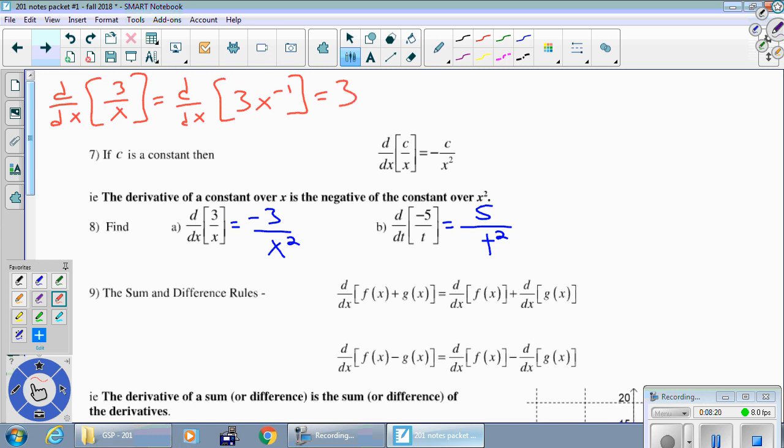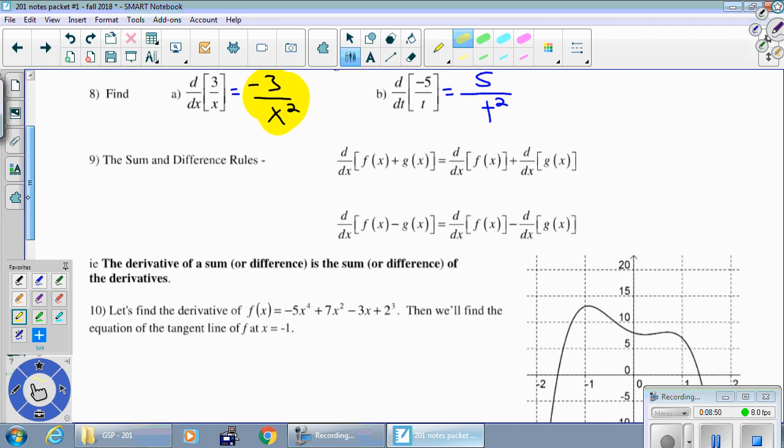The 3 stays. Negative 1 comes down and multiplies by the 3. Copy the x, subtract 1 carefully. Negative 2 there. So that's a negative 3x to the negative 2. And let's go ahead and move that x to the negative 2 downstairs and make it x to the positive 2. And you can see negative 3 over x squared is what we said. I don't know about you, but I'd much rather use this shortcut. So I think it's worth memorizing as a special case.